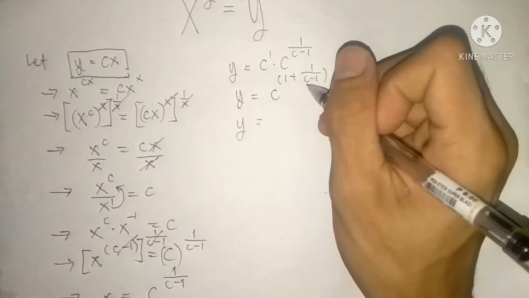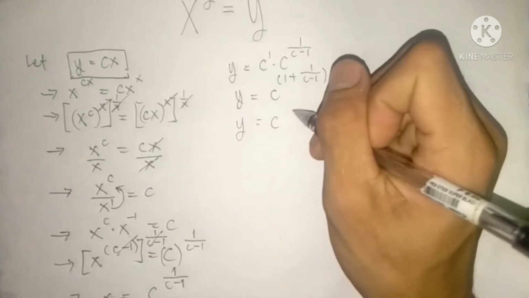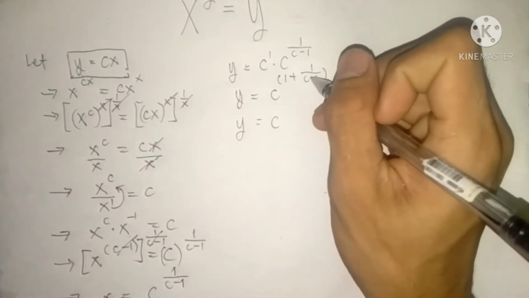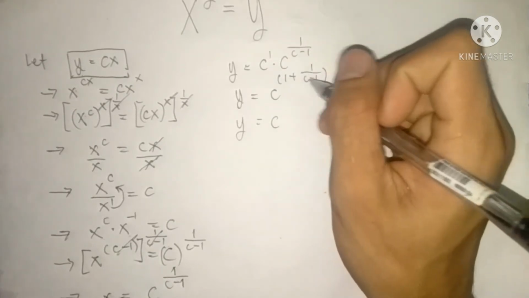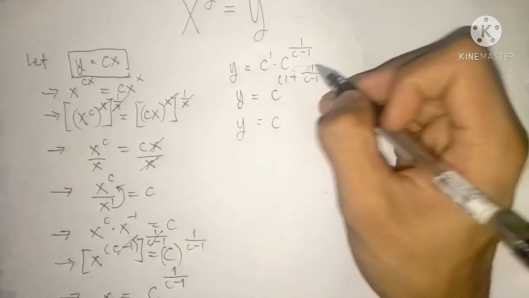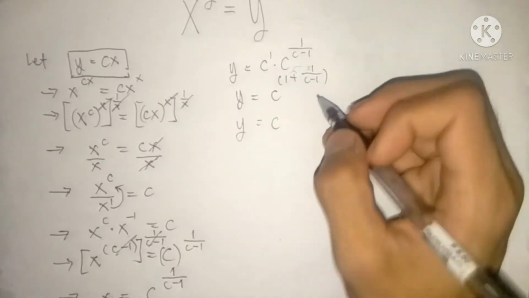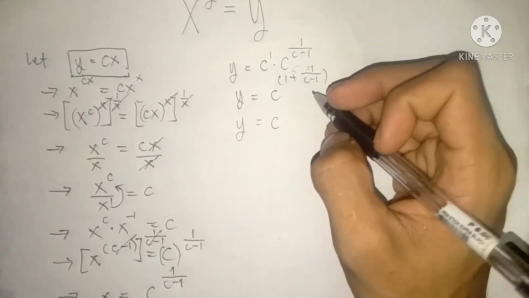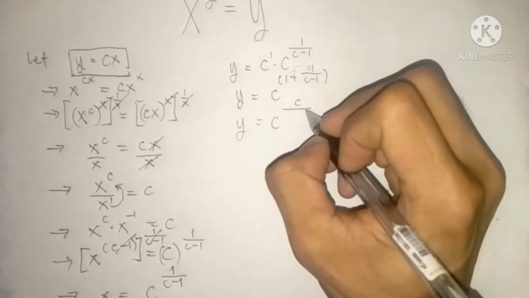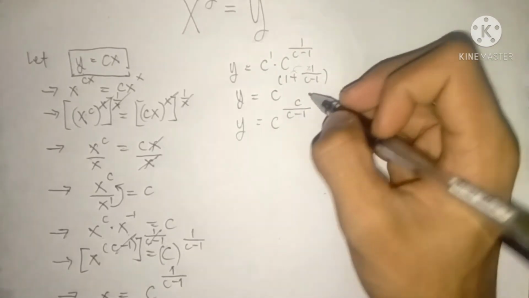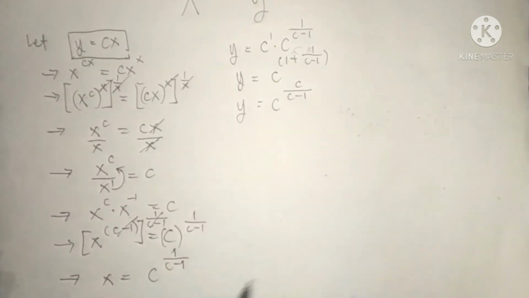So, 1 plus 1 over c minus 1, pwede nating i-multiply to, c minus 1 dito. So, c minus 1 times 1 is c minus 1. Tapos, i-add natin to dito. So, c minus 1 plus 1, the 1 is subtracted. Magiging 0 na siya. Then, leaving behind c divided by c minus 1. So, ayan. Yan na po yung values ng y and x.